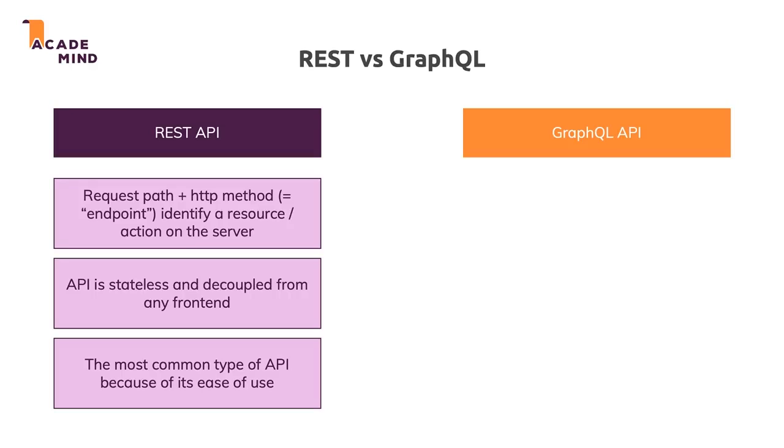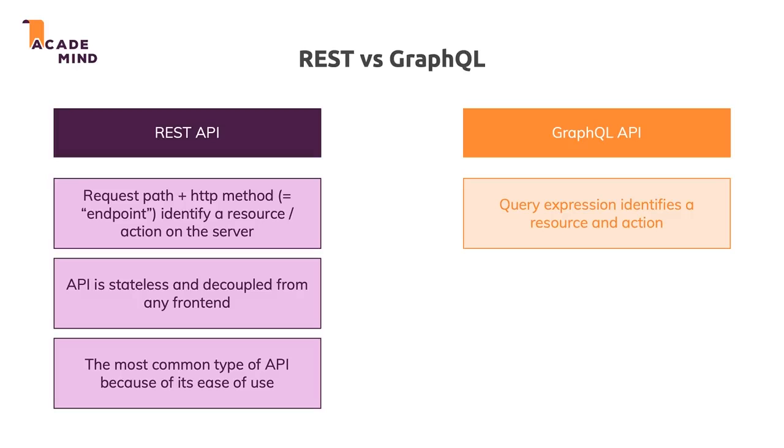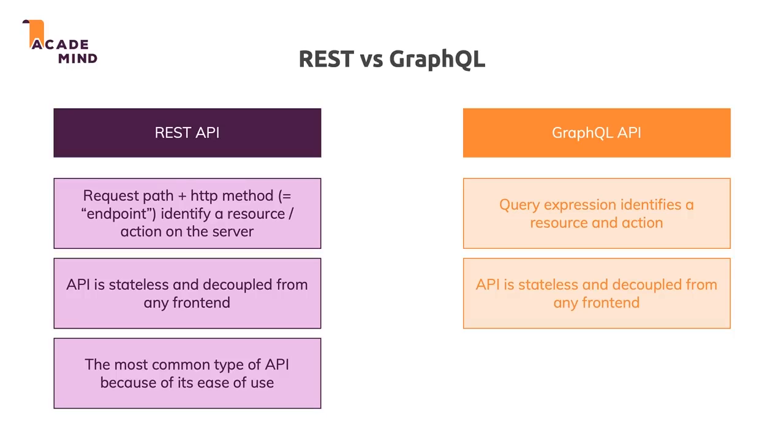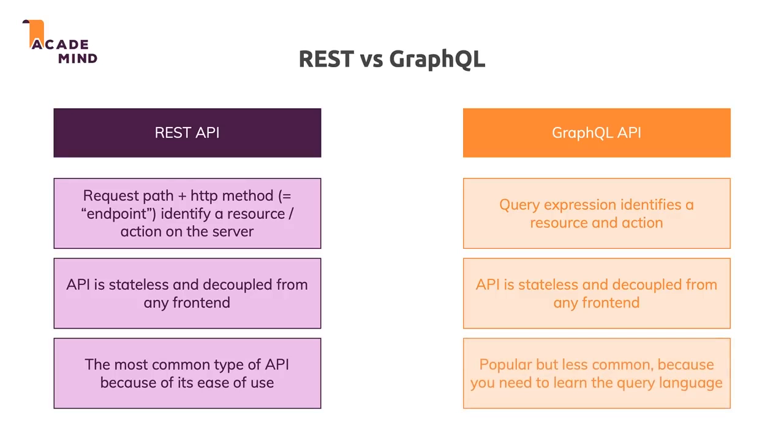Now, a GraphQL API does not use the path HTTP method as you learned, but instead such a query expression using a certain query language to identify a resource in action. And just like the REST API, it's also stateless and decoupled. So just as with the REST API, you can attach any client to that API, which is great. But the reason why we won't use it is that despite GraphQL being very popular and very useful and powerful, you need to learn that extra query language, which is some extra effort, which not everyone wants to do. In addition, out there in the wild, you see way more REST APIs than GraphQL APIs, so I find it more important to learn that.